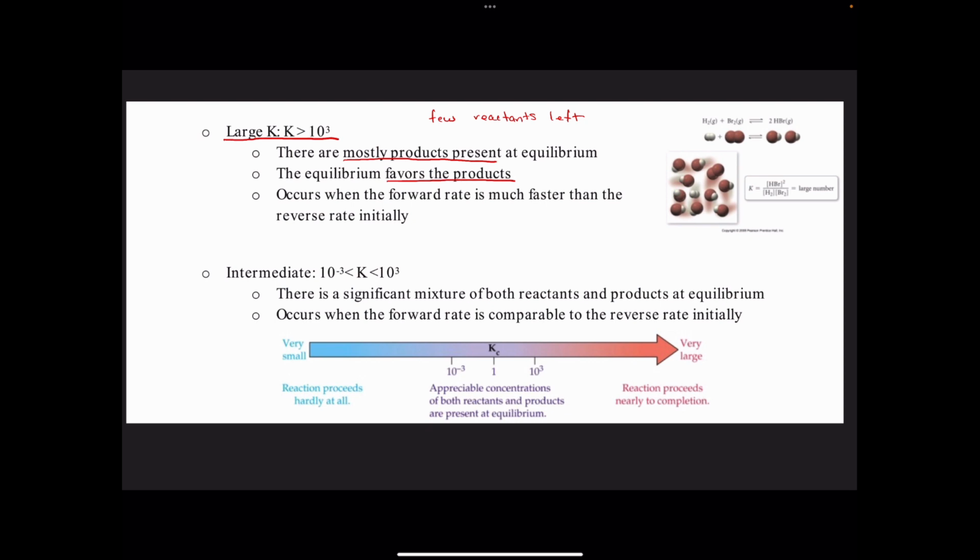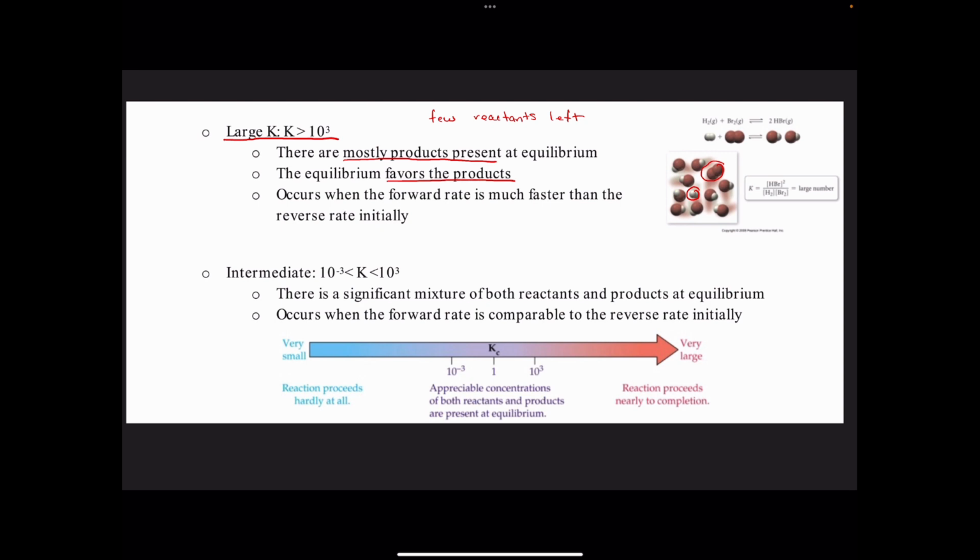It's mostly products present. This occurs when the forward rate at the beginning is much faster than the reverse rate initially. So we're able to form products very quickly, but the rate to reform reactants is slow, so we get predominantly products being formed. We can see that again in our image here, where the products are the white and red stuck together. The reactants are the individual, so this white and this red. So I've got very few of the reactants left. They're still there, but very few reactants left, mostly product being formed. The larger that K, the closer that reaction gets to completion.